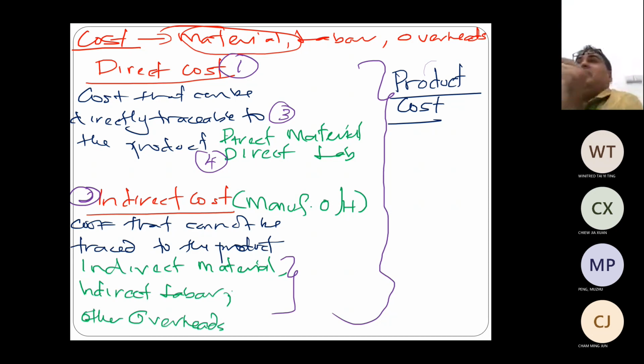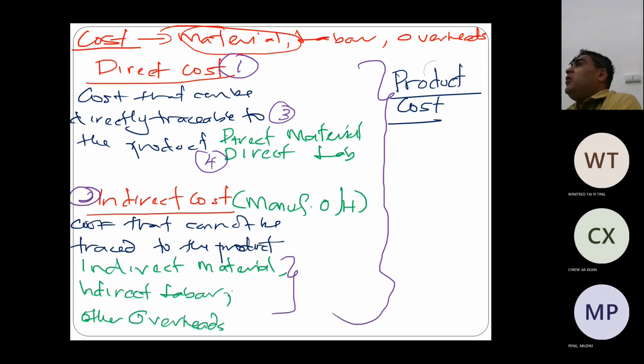What do we call them as? Product cost. So what is the meaning of product cost? Product cost means cost of the product. Remember, in management accounting, question is the answer. So what is product cost? Product cost is cost of the product. How do we determine the product cost? Your direct cost plus indirect cost.